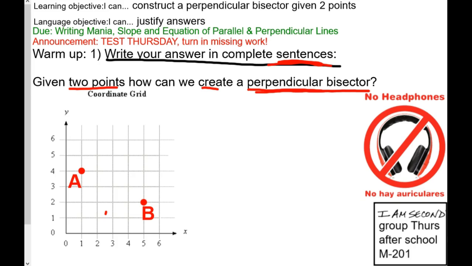Now, if you had this graph, then you can see it, right? Okay, so halfway between that, there's your midpoint, right? So in your sentence, because y'all are writing a sentence, got to find the midpoint. Second thing, it needs to be what again? Perpendicular.